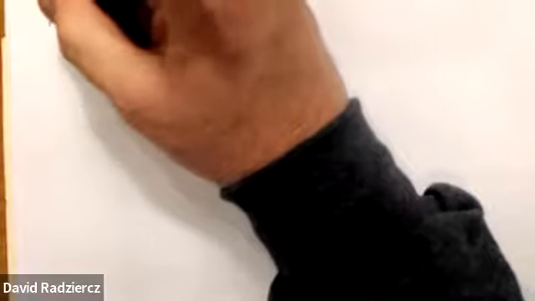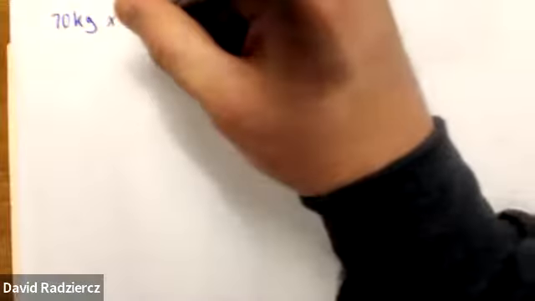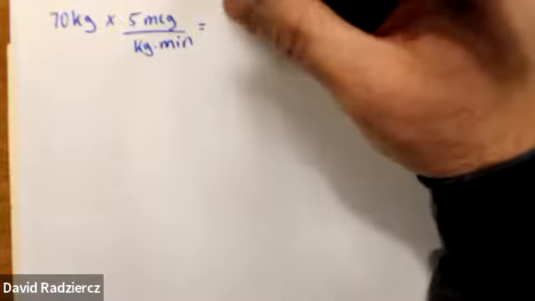All right, so it says a patient is ordered a dopamine infusion to begin at 5 micrograms per kilogram per minute, with the patient weighing 70 kilograms, and the dopamine available is 400 milligrams per 250 ml. So we're going to first and foremost account for the patient's weight. So 70 kilograms times the 5 micrograms per kilogram per minute. And that'll give us 350 micrograms per minute.